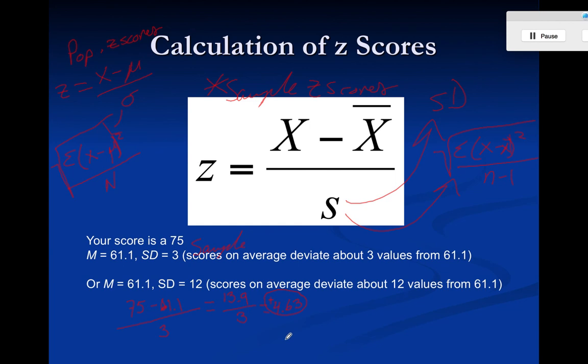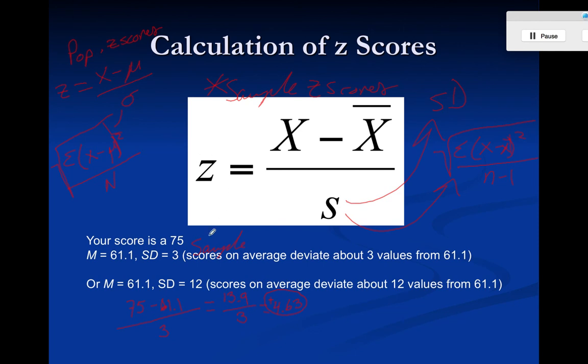What does this mean for me? If I'm interpreting this z value, remember all I've done to calculate 4.63 is take my score of 75, subtract my mean of 61.1 from it, and divide that by 3. So 13.9 divided by 3 gives me 4.63. I don't need to take the square root of anything. This is my whole formula, so you're all done at this point.